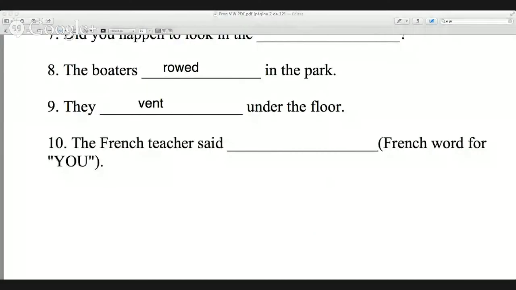Okay. All right, so last one, I'm already seeing answers for it. The French teacher said vous. So if you know any French, I think you have an advantage here. Vous.